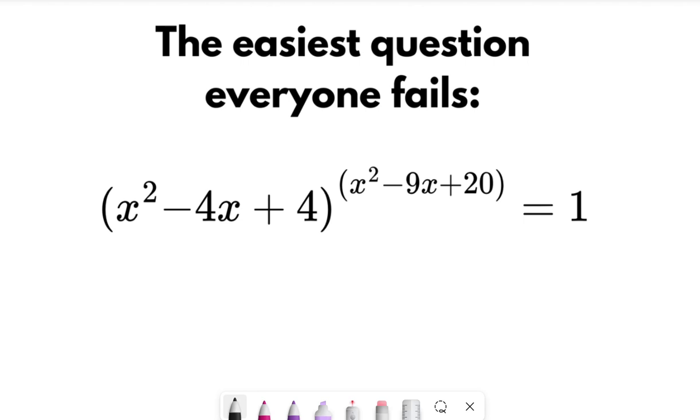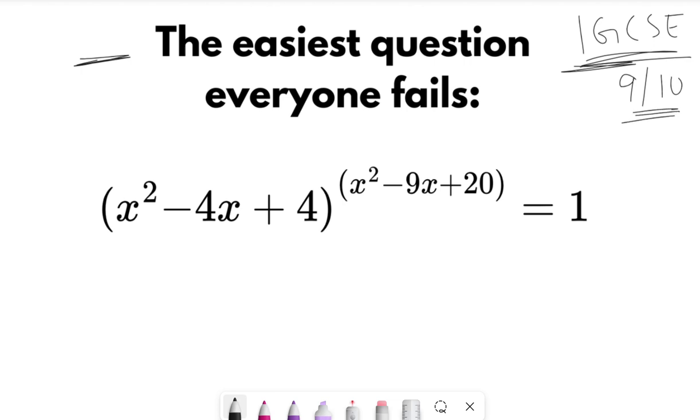In today's video, we will be going over a question that some would say is the easiest question, while some would say it is the question that everyone fails. This one is usually in GCSE or IGCSE questions. So let us go over that today. The grade level for this is grade 9 and grade 10, and of course above that.